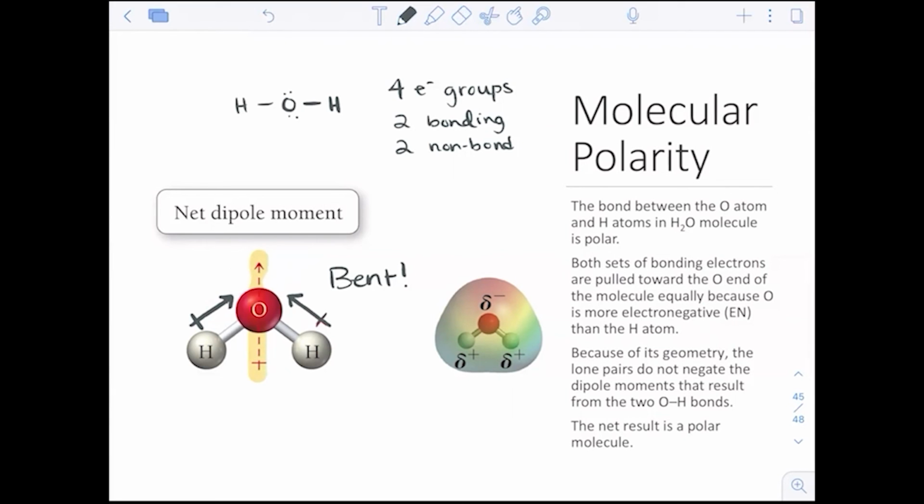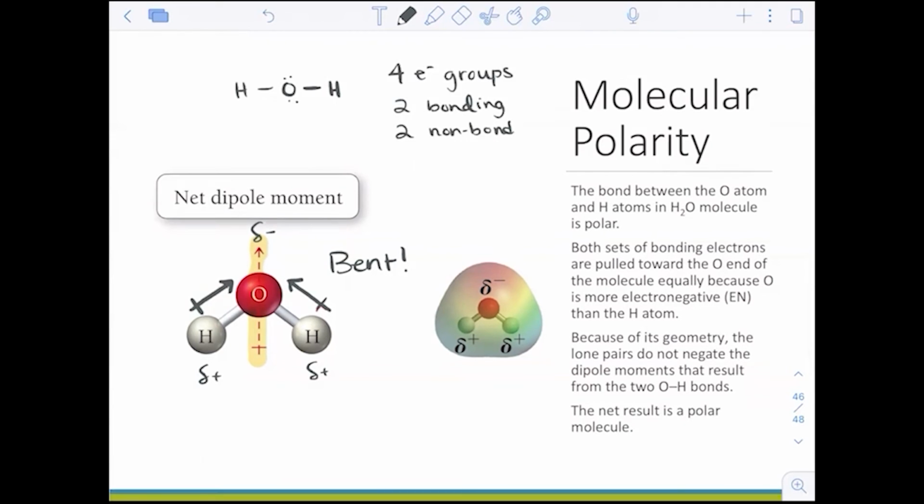What does that mean for us? This area down here is the delta plus. The area up at the oxygen lone pairs is the delta minus. So we can start to see polarity in the molecule based off of its 3-dimensional shape.